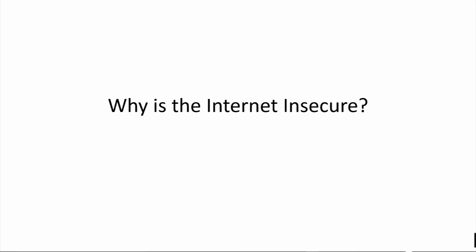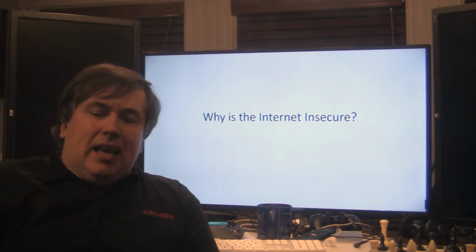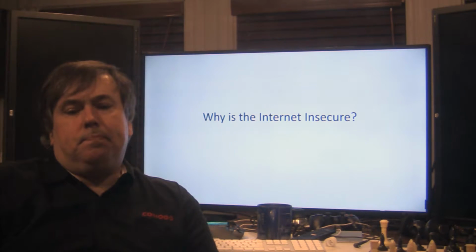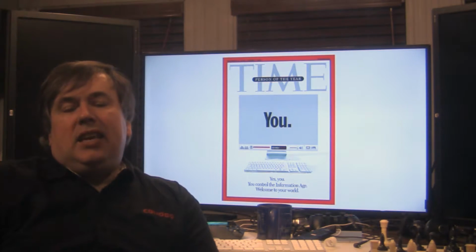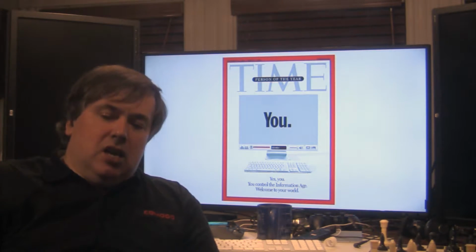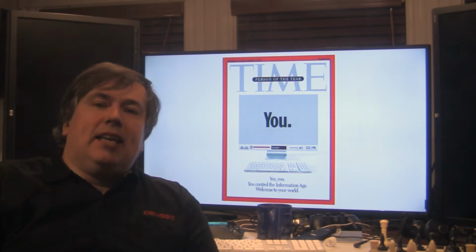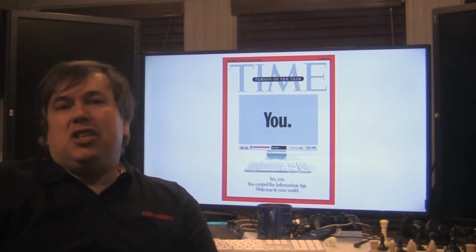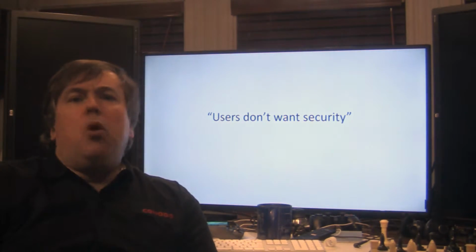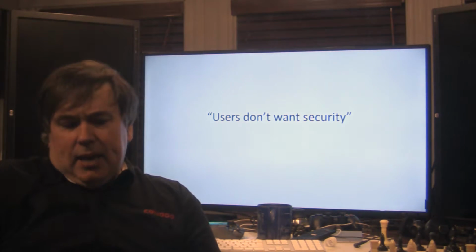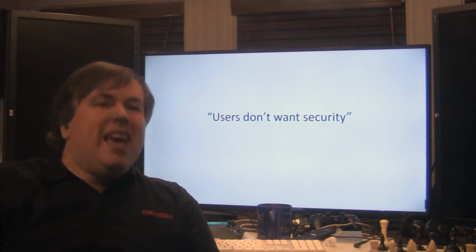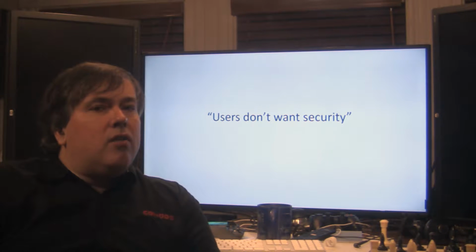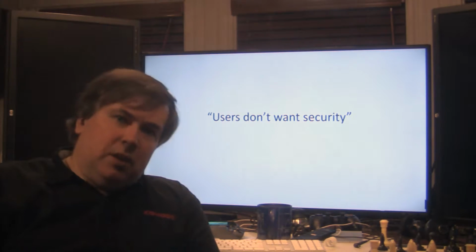So we see the rationale for why we're building the mesh, but let's ask another question. Why did the internet get so insecure in the first place? And here opinions differ. If you talk to my colleagues, what a lot of them will say is that the reason the internet is insecure is you. You don't want security, they say, because you don't want to put up with the inconvenience of having to think about security when you're trying to do your work.